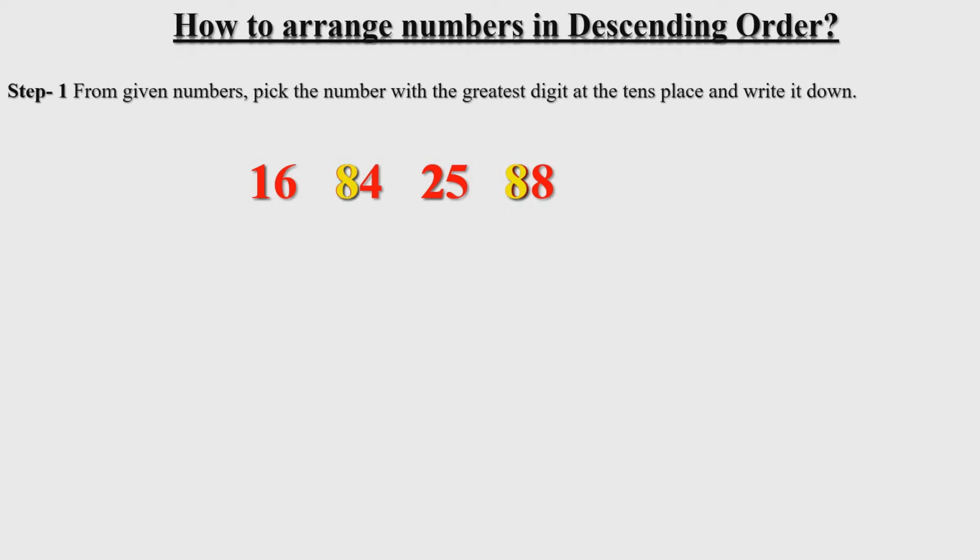Yes, you are right. But here are 2 numbers and both have the same digit at the tens place, 8. So are both the greatest? No. If the tens place digits of any numbers are the same, we compare the digits at the ones place, which are 4 and 8. Now tell me, which is the greater digit, 4 or 8? Yes, 8. So, we will write 88 in answer and cut it from the question.